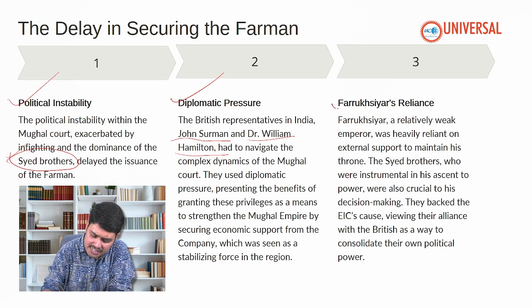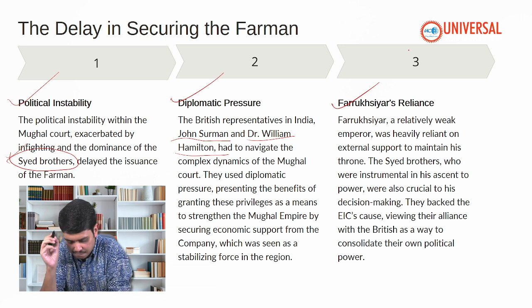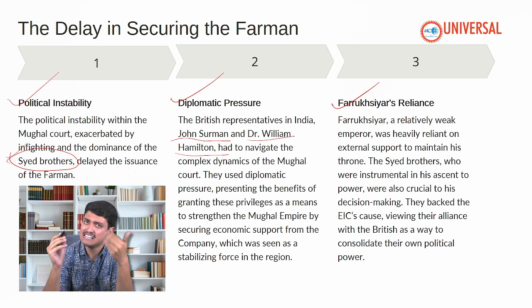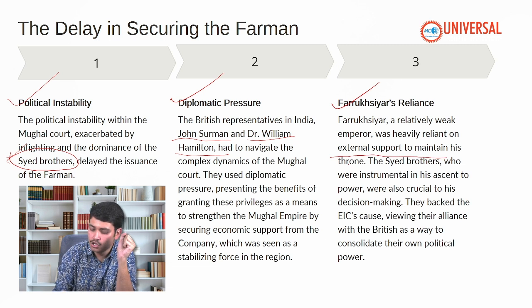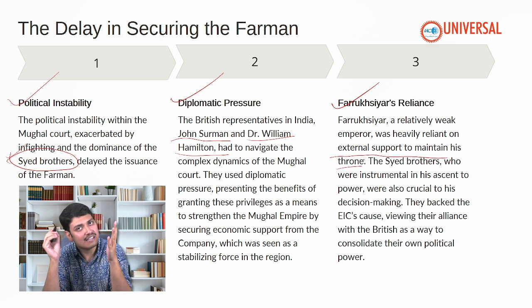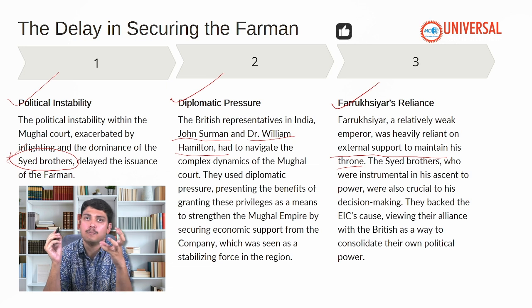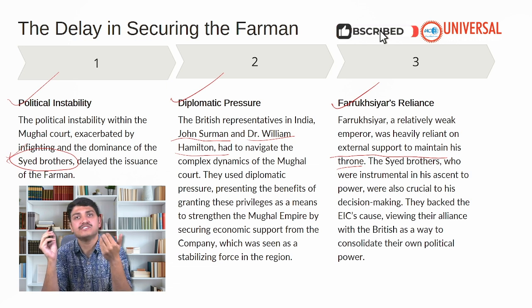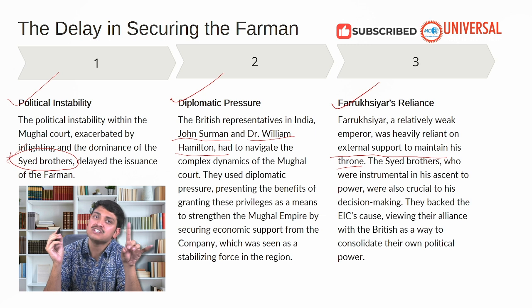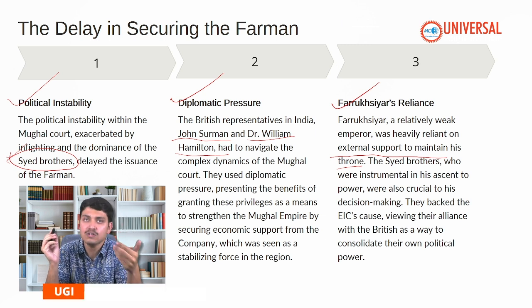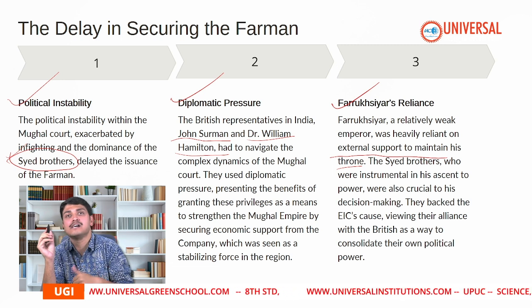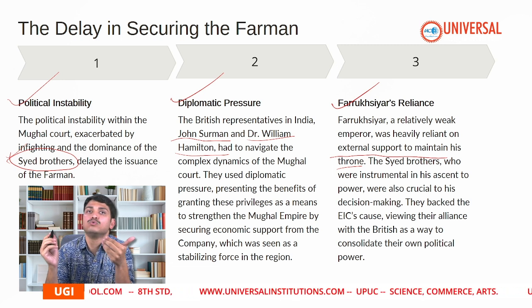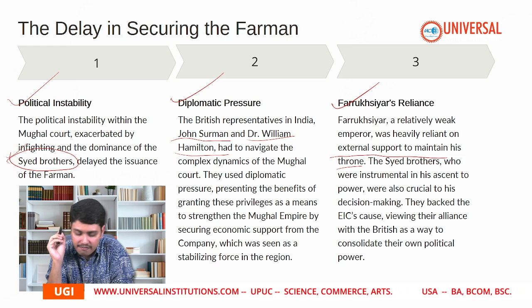Now, the third point is Farrukhsiyar's reliance. Farrukhsiyar, who was, as I already mentioned, a relatively weak emperor, was heavily reliant on external supports to maintain his throne. So the Syed brothers were there to help and manipulate Farrukhsiyar's decisions. Since they took time to decide on supporting the English East India Company, after the Syed brothers gave Farrukhsiyar a green signal, Farrukhsiyar approved the issuance of the Farman.